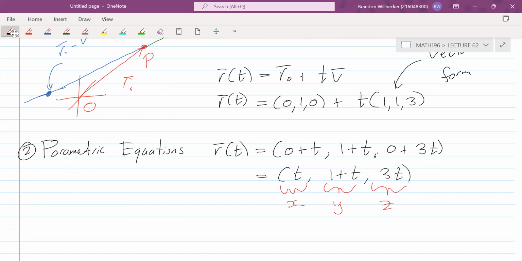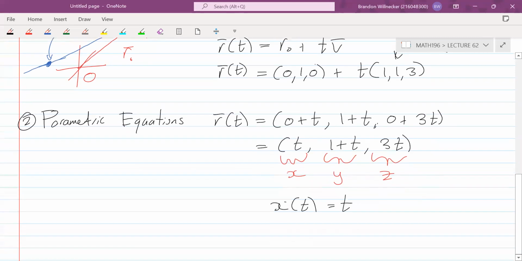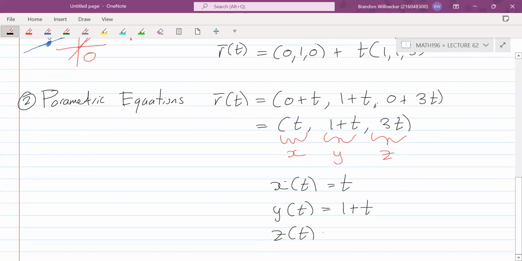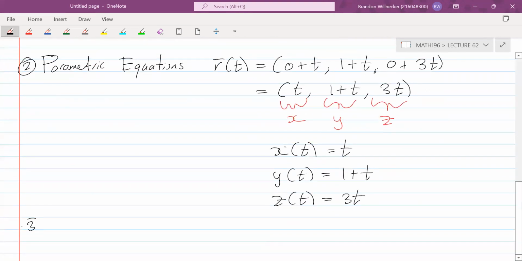So this gives us 3 equations for the 3 components. So x of t is just t. y of t is 1 plus t. And z of t is 3t. Then this set of equations makes up our parametric equations. And again, t is our parameter. Then the third one, the symmetric form, let's do that quickly.